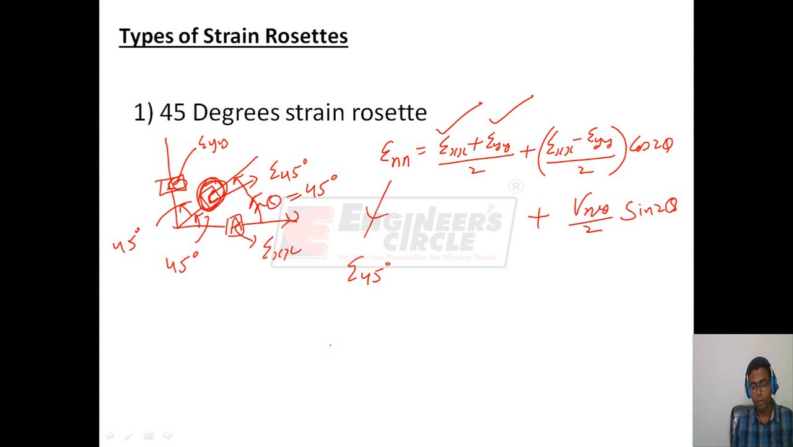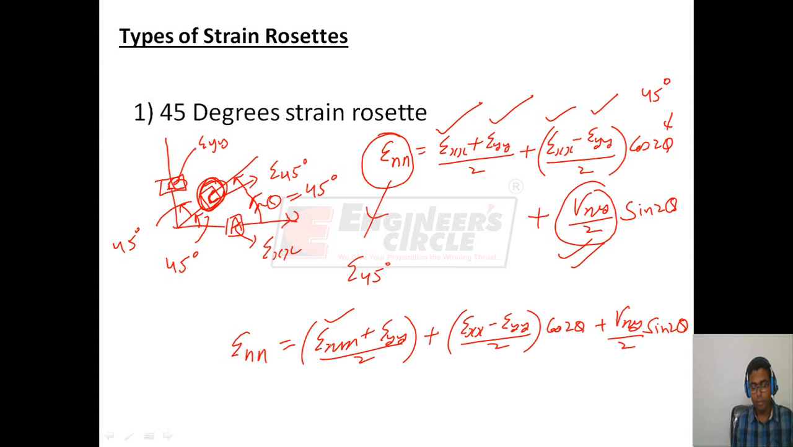Now we put the value of epsilon 45 in this equation, and theta is equal to 45 degrees, and we already know epsilon xx and epsilon yy. We can get the value of gamma xy. So now in this equation we know the value of epsilon xx, epsilon yy as well as gamma xy. Therefore we can find the value of normal strain at this point by simply putting the value of theta.